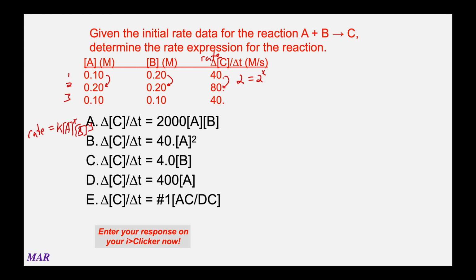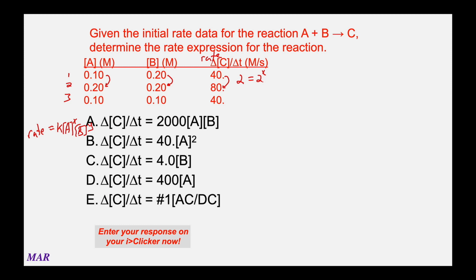If X was 0, 2 to the 0 would be 1, and obviously 2 is not equal to 1, so X is not 0. If X was 2, 2 squared, that would be 4. Well, 2 is not equal to 4, so X here is not 2. So let's hope here that X is 1, and it is. 2 to the first power equals 2. 2 equals 2. So guess what? That means that your A is a first order reactant, okay? So we just found that A is a first order reactant because the change in the rate is equal to the change in the concentration of A, and that's pretty powerful.